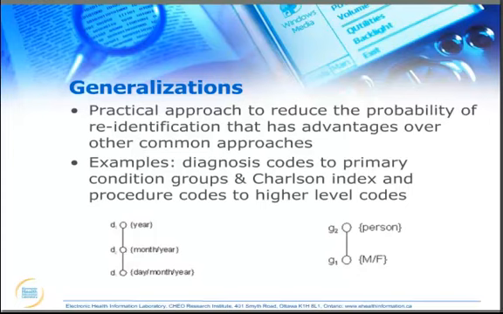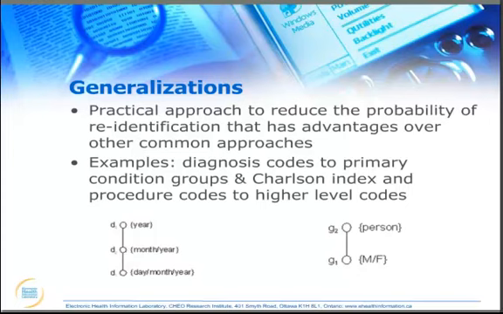So examples from the HHP: the diagnosis codes were generalized to primary condition groups. We tried a number of different generalization schemes for diagnosis codes, and PCGs seemed to be quite relevant because they're risk-based. So diagnosis codes are grouped based on how sick the patient is, basically. And given the nature of the competition, that grouping made a lot of sense, as opposed to other ways of grouping diagnosis codes.